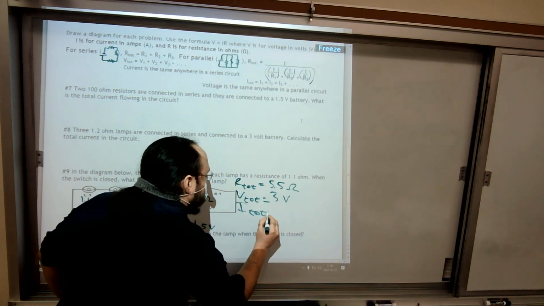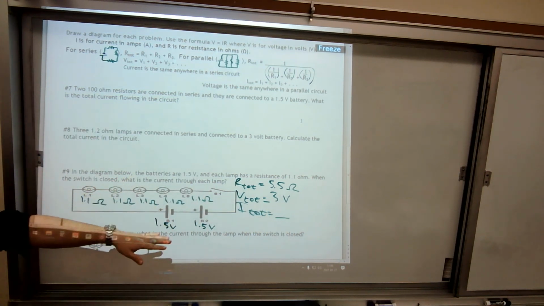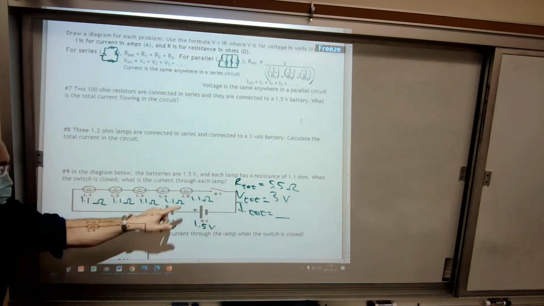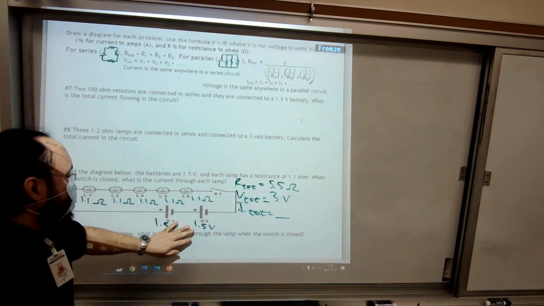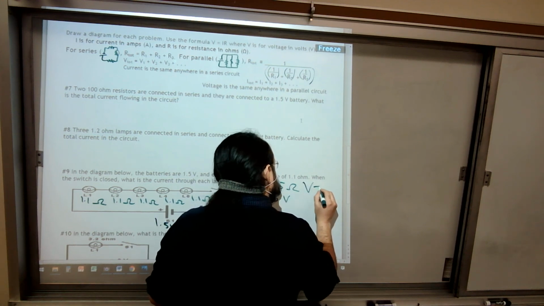So we're finding the total current. We're not finding the ones through each lamp. We're not finding the particular ones here yet. We're just going to figure out, okay, we know the total resistance is 5.5, we know the total voltage is 3. We're going to find total current.